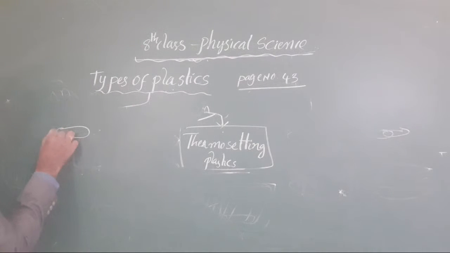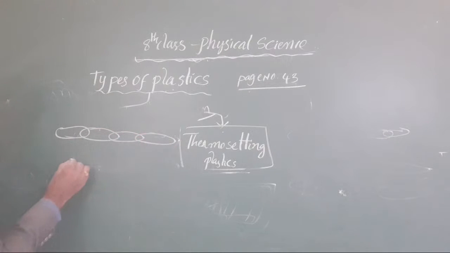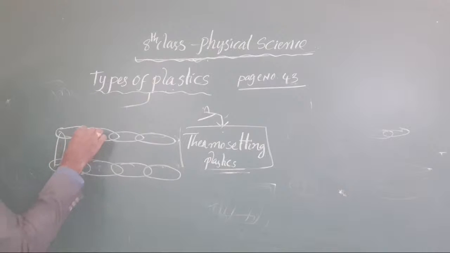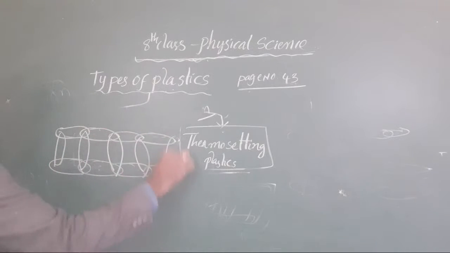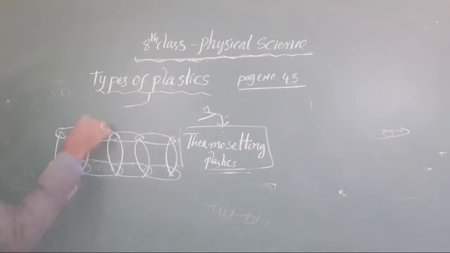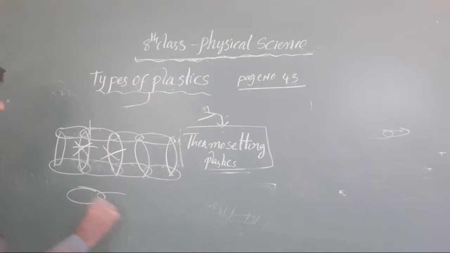Why? Once again I explain. Once you take it out, this is one chain and this is another chain here, and now there is a cross chain. Maybe it will be there like that. This is the construction of our thermosetting plastic. Suppose I cut these things, now it will become what? It will remain like this.